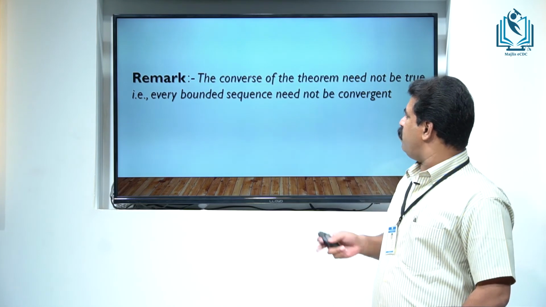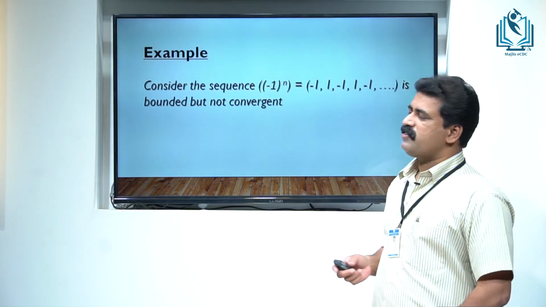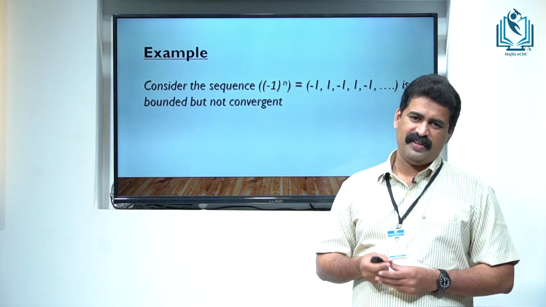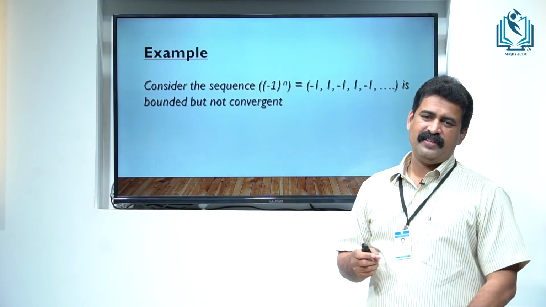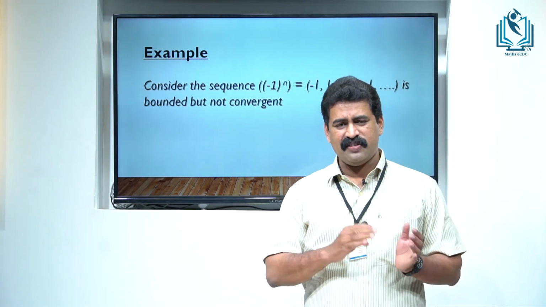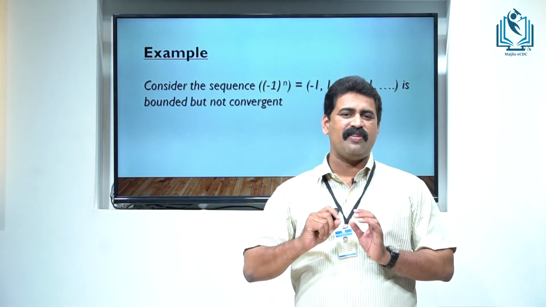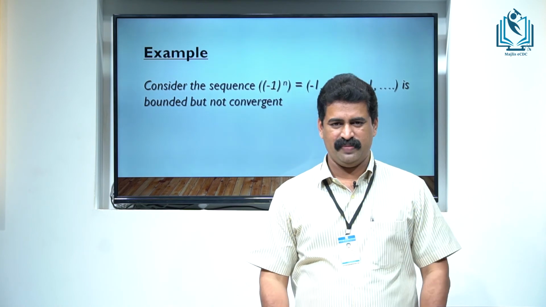Next, the converse of this theorem need not be true. That means every bounded sequence need not be convergent. For example, consider the sequence minus 1 whole raised to n. The first term is minus 1, second term is 1, third term is minus 1, etc. This sequence is bounded because every element in this sequence lies between minus 1 and plus 1. But this sequence is not convergent. So the converse of this theorem need not be true.